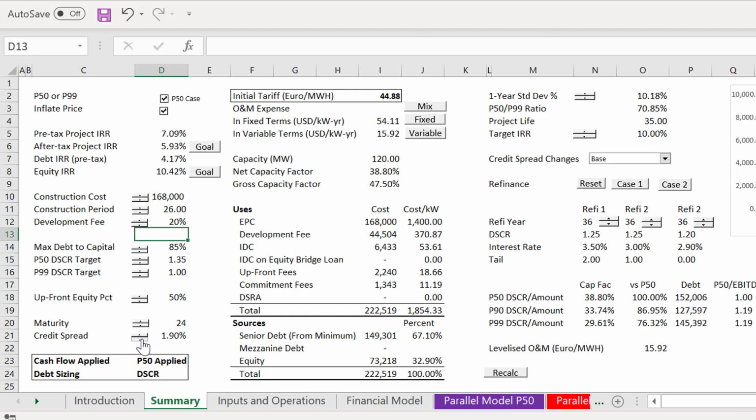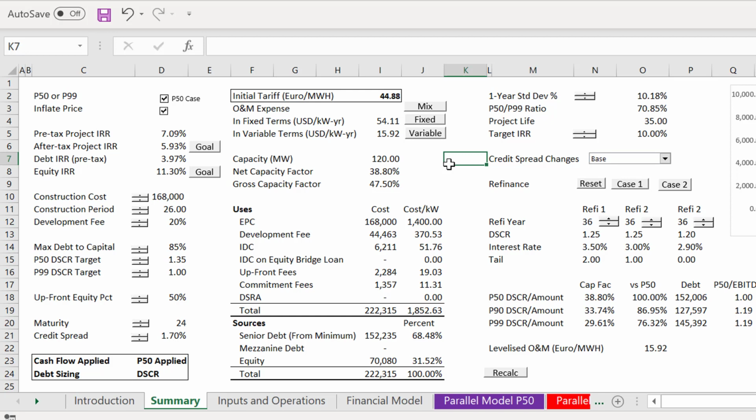Okay, and when I push up the credit spread, you can see what's going on here. Now I have a change in credit spread, and this is just the first item. Excuse me. That probably busted your eardrums.